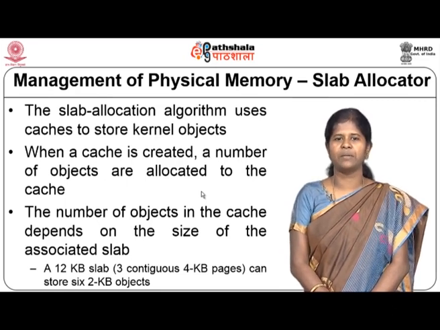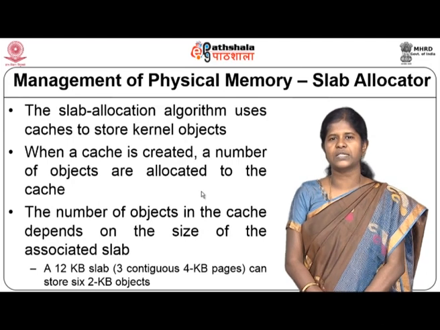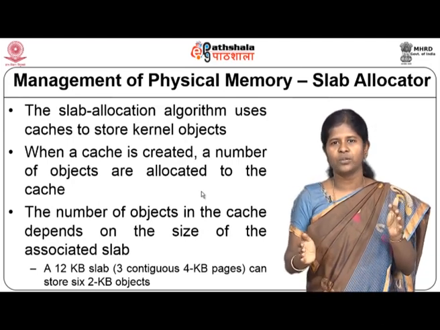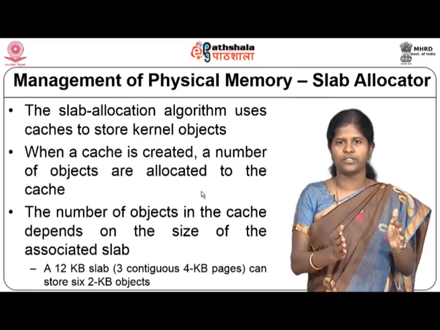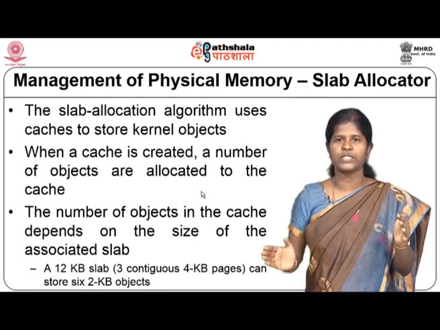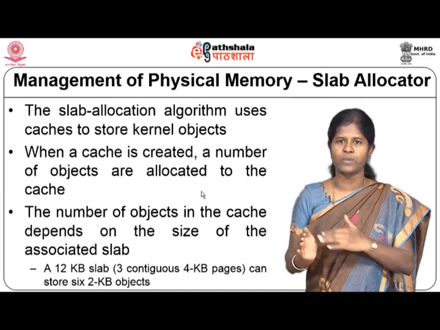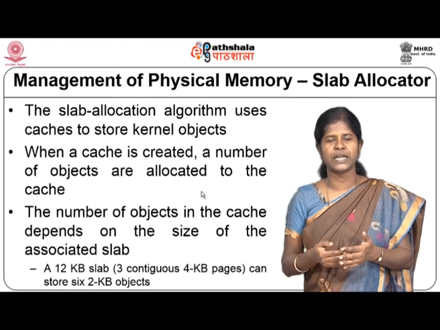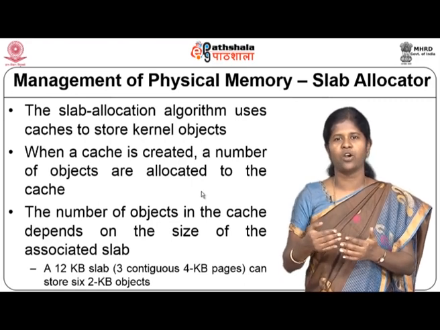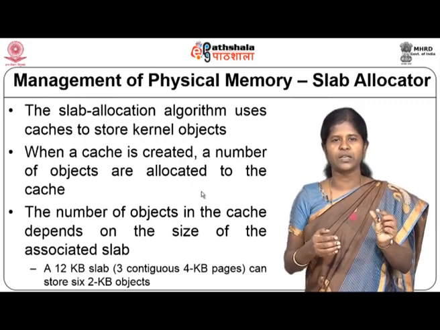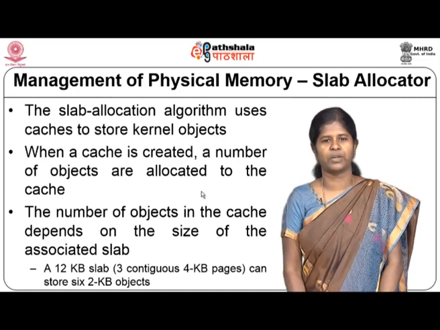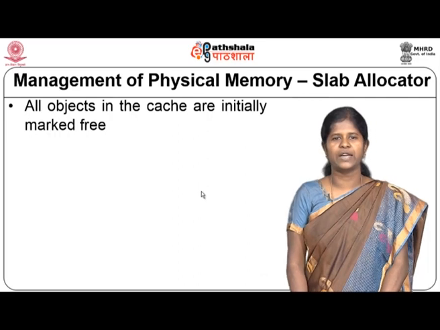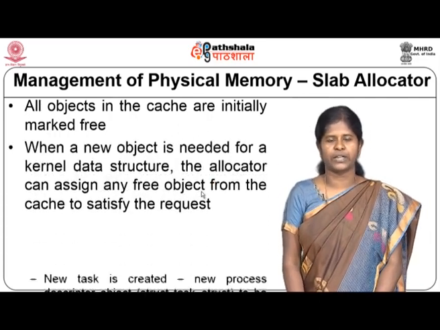The 12 KB slab comprises 3 contiguous pages put together, each of 4 KB size. You have a page of 4 KB size, and 3 such contiguous 4 KB pages will be put together to form a slab. So, it will be of 12 KB size, and in this 12 KB you will put 6 objects, because each object is of size 2 KB. And all the objects in the cache are initially marked as free.